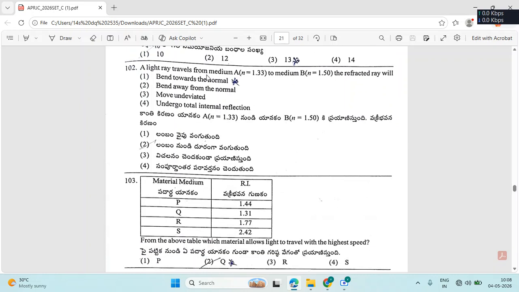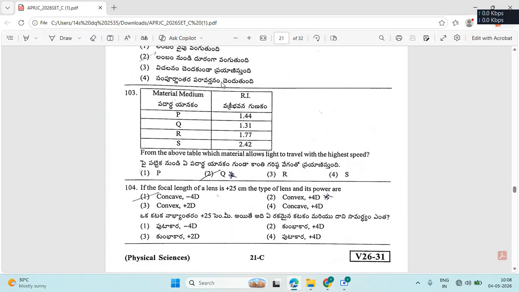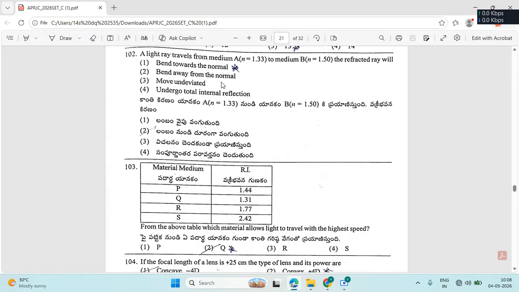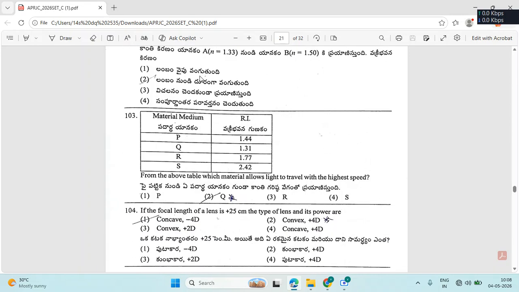A light ray travels from medium A with n equal to 1.33 to medium B with n equal to 1.50. The refracted ray will bend towards the normal, bend away from the normal, move undeviated, or undergo total internal reflection. The correct option is bend towards the normal. It means the first option is correct. The answer is bend towards the normal.